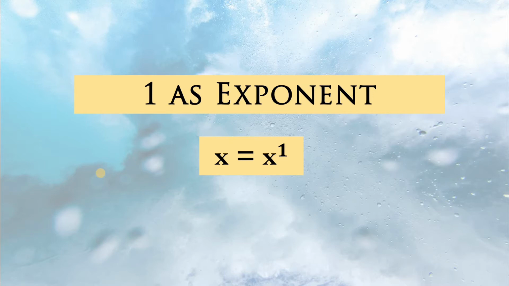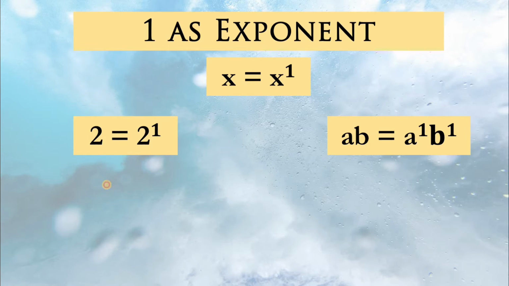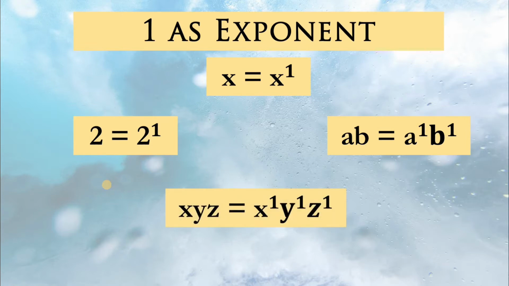One is exponents. Whenever you see a variable, a base, or a coefficient without a visible exponent, it's understood that the exponent is 1. For example, x, you don't see an exponent there, but it's equal to x raised to 1, though we don't normally write the exponent 1 in an expression. Examples: 2 is equal to 2 raised to 1, ab is equal to a raised to 1, b raised to 1, and xyz is equal to x raised to 1, y raised to 1, z raised to 1. But we normally write the expressions as 2, ab, and xyz.